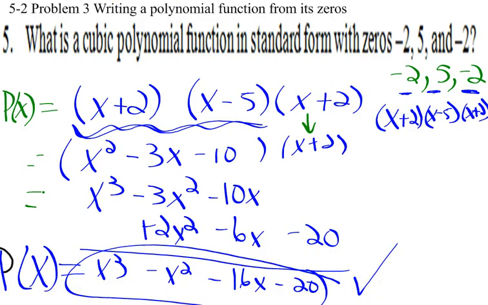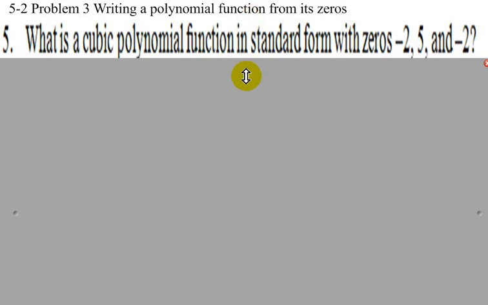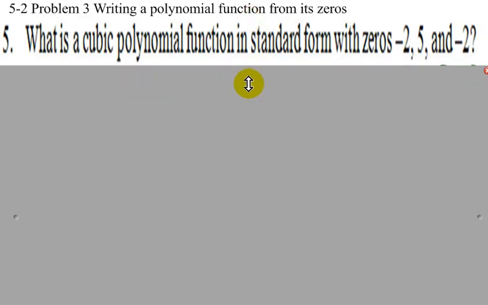Number 5, this was your Bellwork today. It says, what's a cubic polynomial function in standard form with these zeros? They give us the zeros of -2, 5, and -2. So look, we've got a multiplicity of 2 for -2 because there's 2 of them, right? To make this a 0, it would have to come from x plus 2. So we've got an x plus 2, an x minus 5, and an x plus 2. Those three things would yield zeros of -2, 5, and -2.